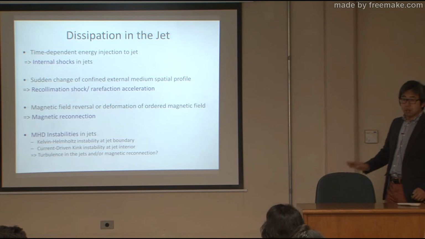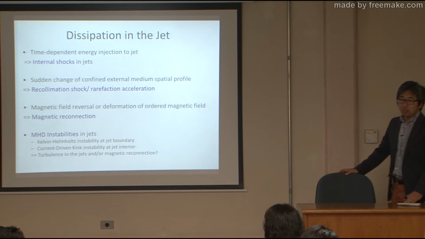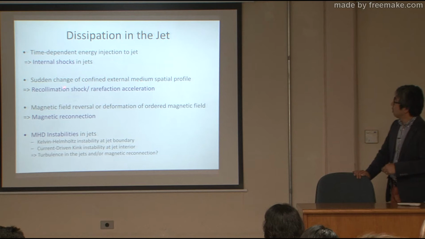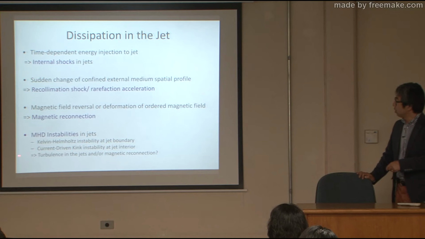Okay, so this is dissipation in the jet. Time-dependent energy injection in the jet makes internal shocks. A sudden change in the spatial profile of the confining external medium makes a recollimation shock or rarefaction acceleration, depending on the case. The magnetic field can also reverse or deform the ordered magnetic field, which makes magnetic reconnection. Then there is MHD instability in the jet, such as Kelvin-Helmholtz instability at the jet boundary, or current-driven kink instability in the jet interior. This kind of instability also makes turbulence in the jet, which leads to magnetic reconnection.